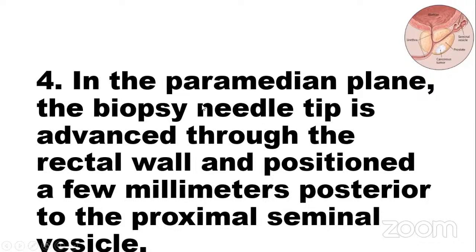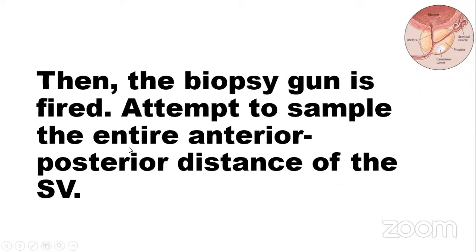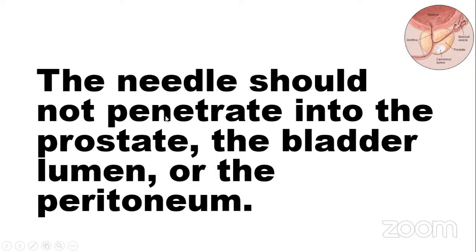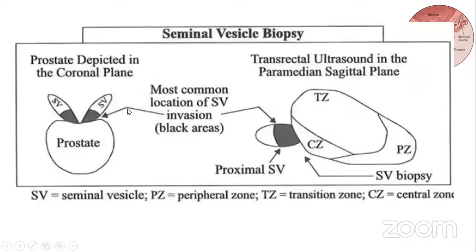So in the paramedian plane, the biopsy needle tip is advanced through the rectal wall and positioned a few millimeters posterior to the proximal seminal vesicles. Then the biopsy gun is fired. Attempt to sample the entire anterior to posterior distance of the seminal vesicles. The needle should not penetrate into the prostate, the bladder lumen, or the peritoneum. So this is a seminal vesicle biopsy.